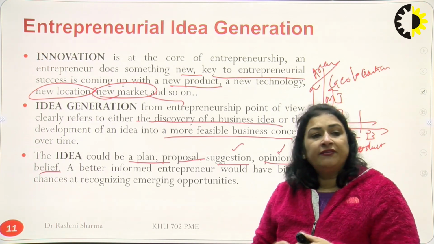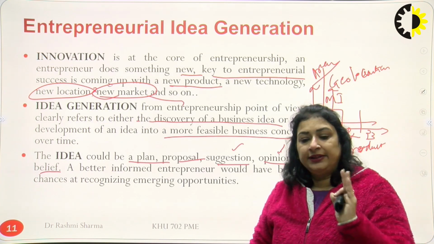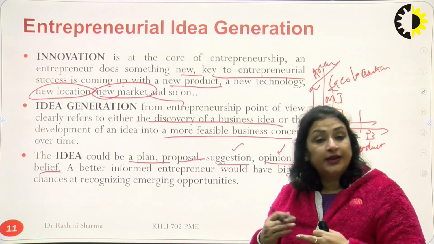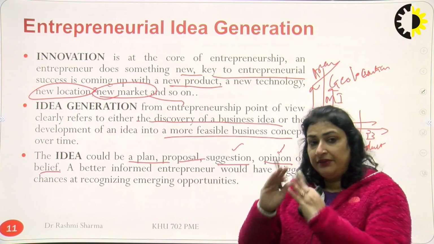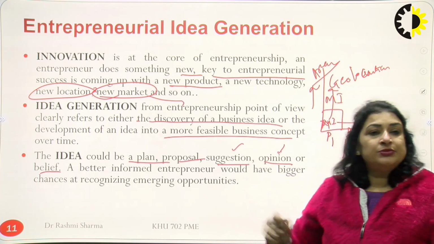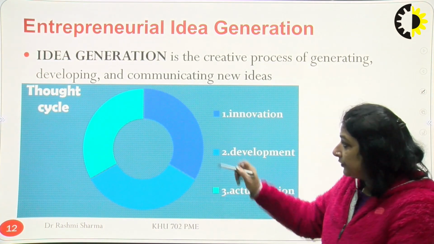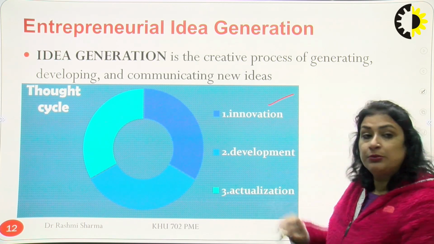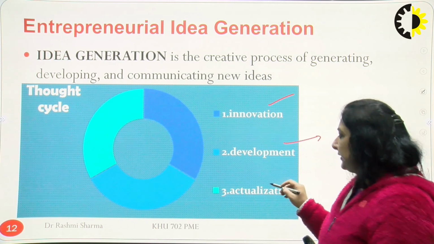So definitely when I'm seeing a particular website of any person, I would tell them that you don't have a robot which can locate the person from where they are and answer them. That is my belief, that it should be there on each and every website. So all these things come under the idea. If I have that idea, then the idea generation thought cycle comes, the innovation which comes into our mind, then we develop that innovation and then the actualization.